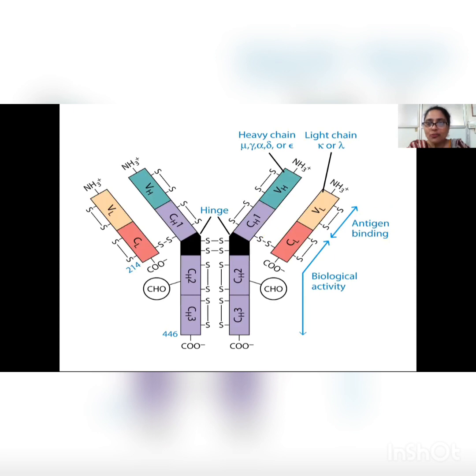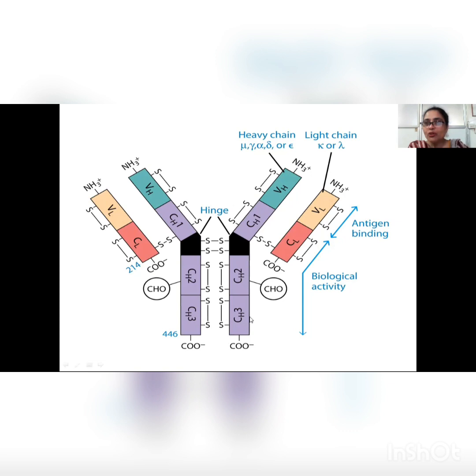So what we have to remember is their chemical structure. As I have said, they are glycoproteins. So they have one amino end and one carboxylic end. This is the amino end and this is the carboxylic end. Now, you can see two chains. One is a longer one, the other is a smaller one. The smaller one we call the light chain, and the longer one we call the heavy chain.